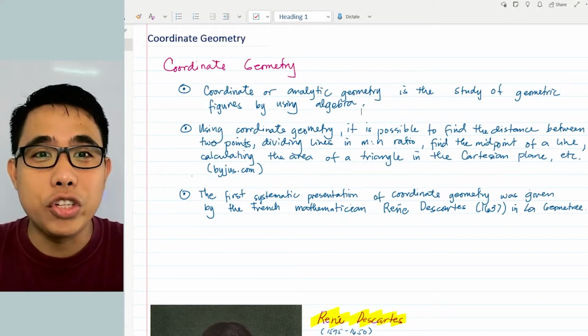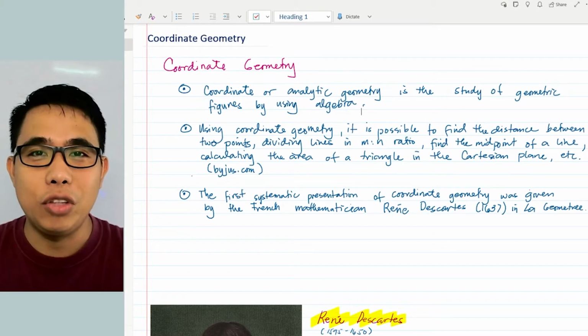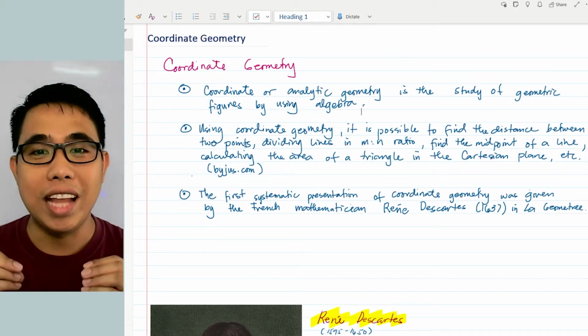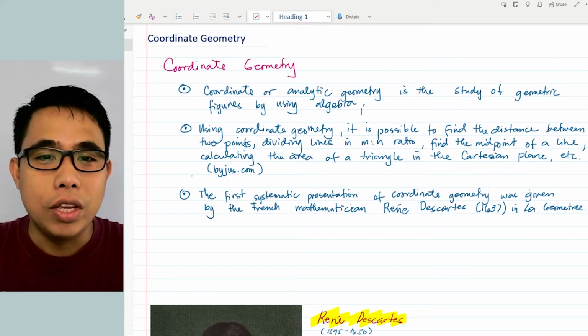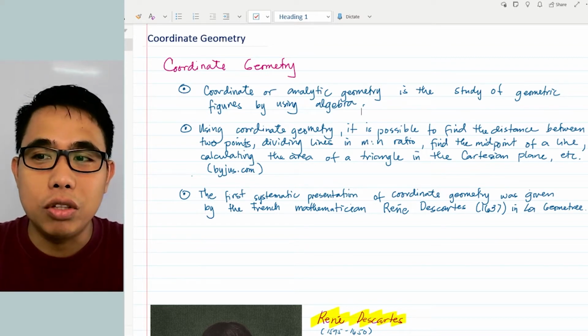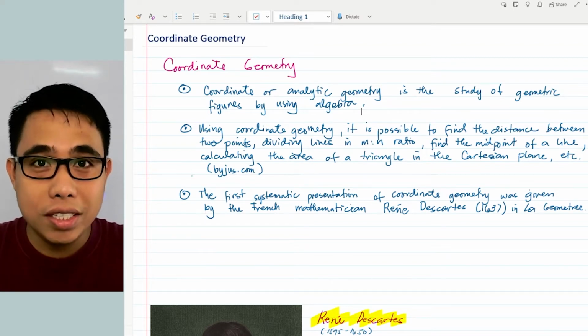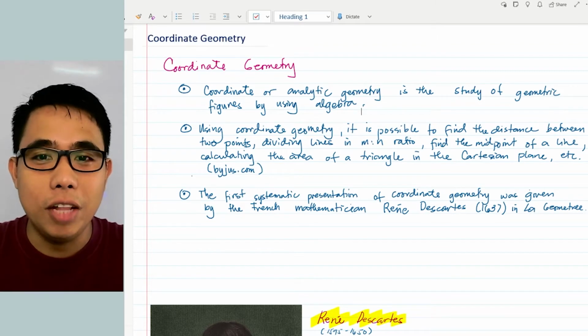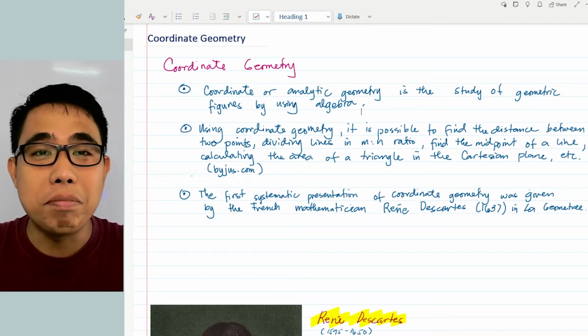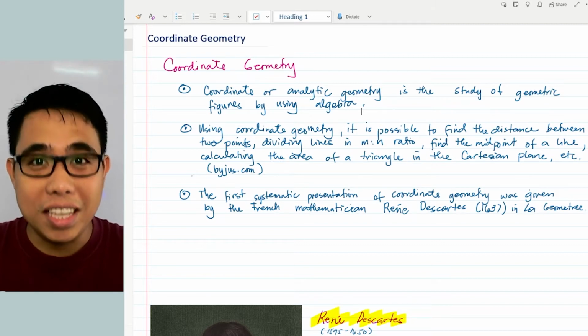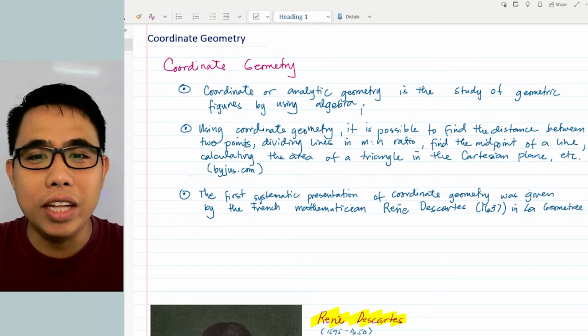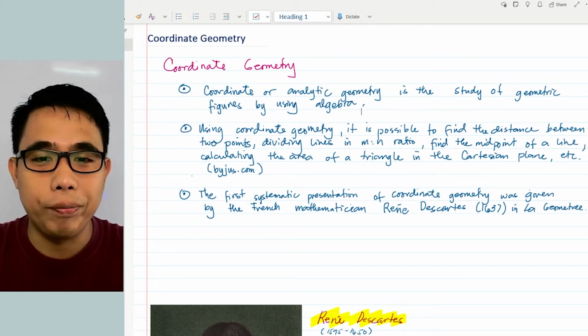If we say coordinate geometry or analytic geometry, it is the study of geometric figures by using algebra. Dito na nag-fuse yung geometry and algebra together. So, using coordinate geometry, it is possible to find the distance between 2 points, which we are going to discuss later on. Dividing lines into m is to n ratio. Find the midpoint of a line. I-discuss din natin yan later on. And calculating the area of a triangle in the Cartesian plane, and so on.